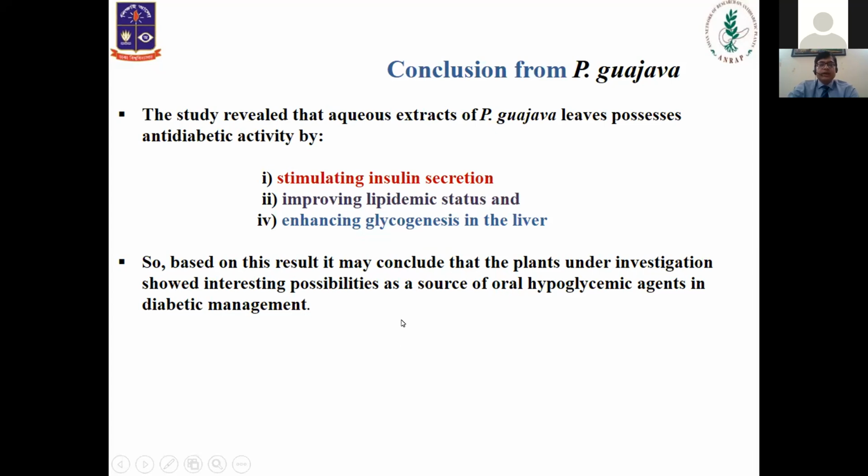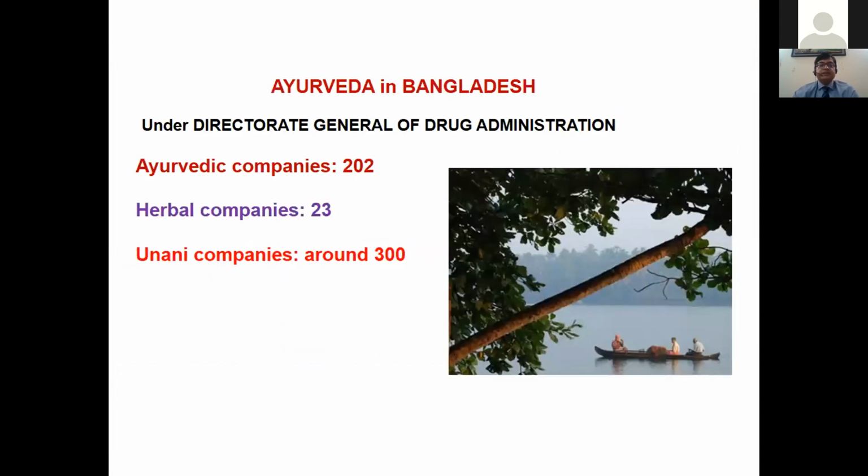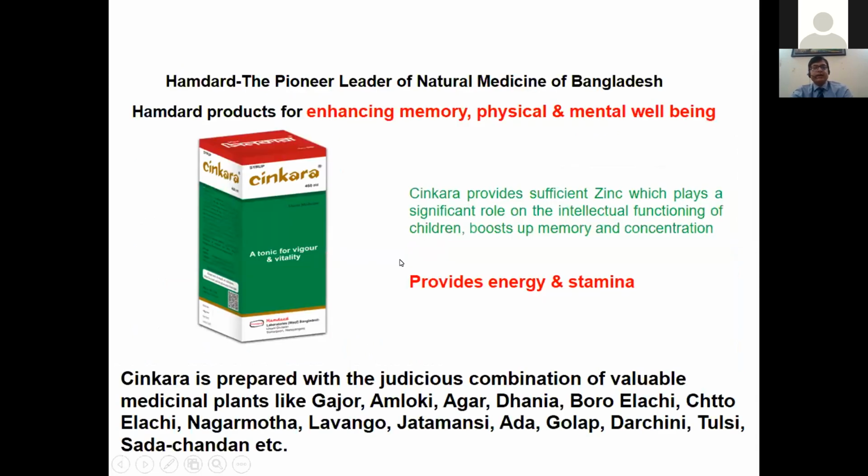But still, we're working with these plants. Now, I will just share a couple of slides. I don't know how much time I have, but as you know, due to medicinal plants in this subcontinent, Ayurvedic medicine is very popular, and there are many companies in Bangladesh working under Ayurveda, and these are government recognized companies. More than 220 Ayurvedic and more than 23 herbal companies are available, and there are many products from Ayurvedic, and Hamdard is one of the companies.